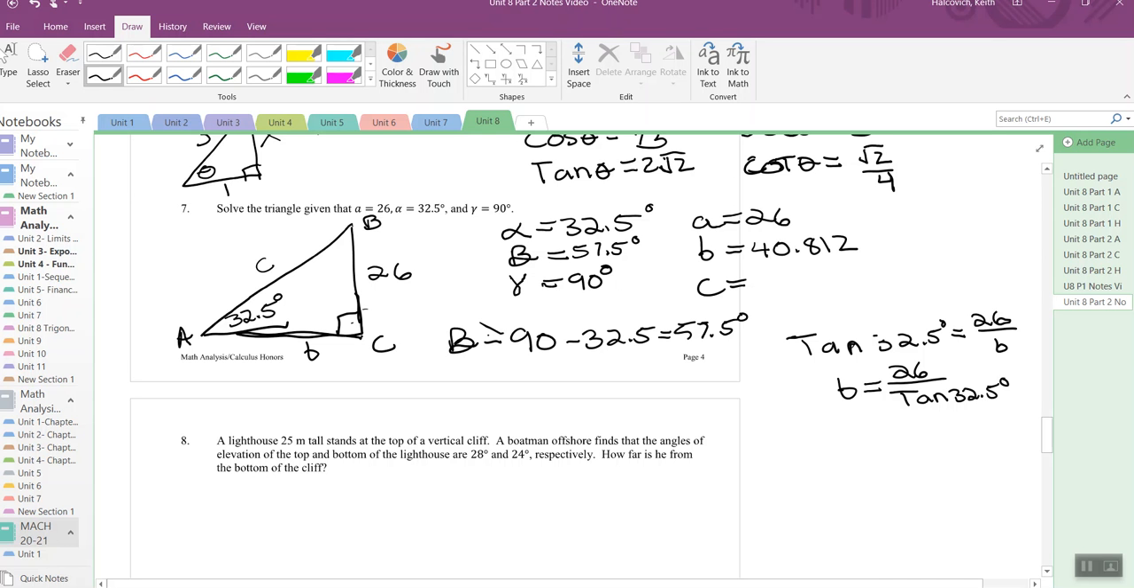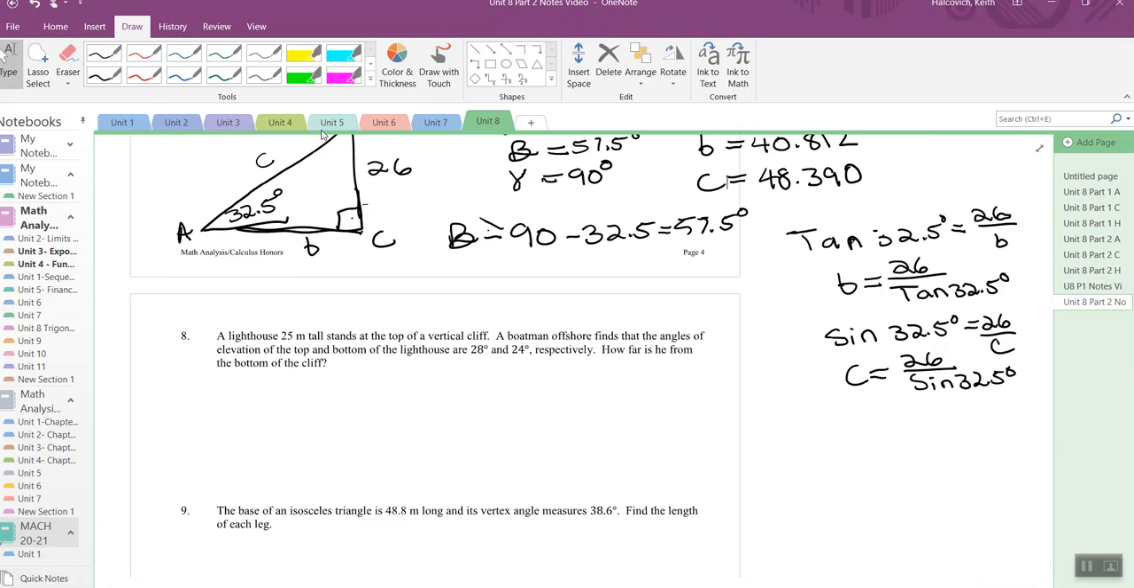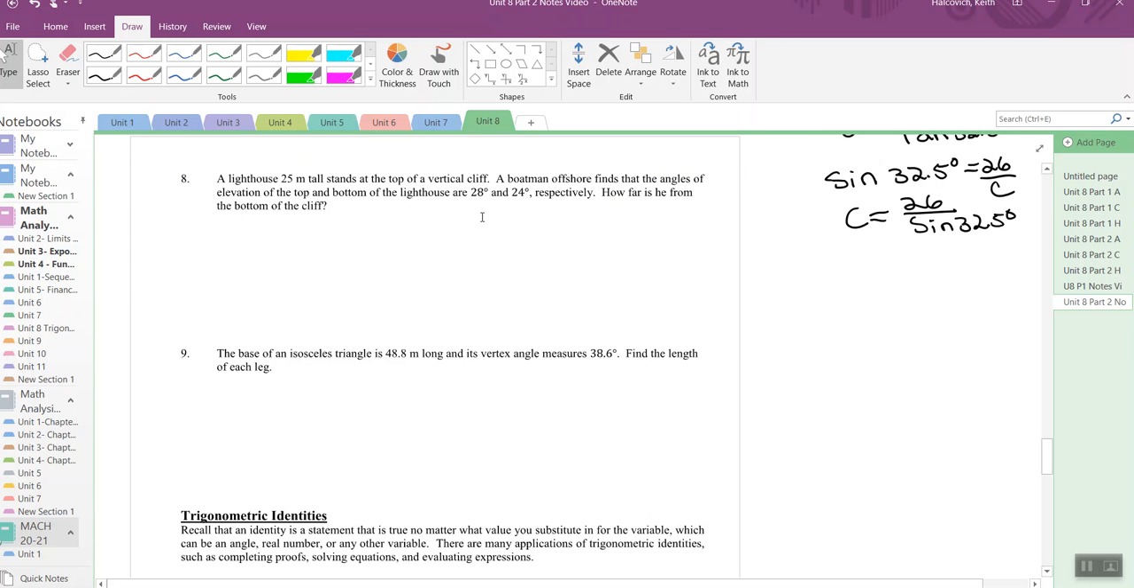And then you could do the same thing for C. We'll just do sine. So sine 32.5 is equal to 26 over C. That means C is equal to 26 divided by sine 32.5, and you would get that it is 48.390. All right, so that's solving a right triangle.